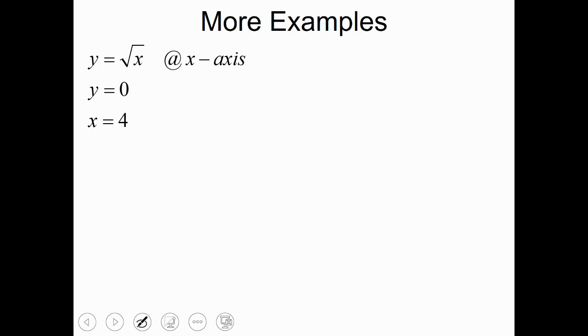So here is one: the square root of x. You should know what it looks like. Y equals 0, x equals 4, and we're going to go around the x-axis. So here's my picture. The square root of x is this blue function. Y equals 0 is just the x-axis. X equals 4 is this line. That's what x equals 4 is, and we're going to revolve it around the x-axis.